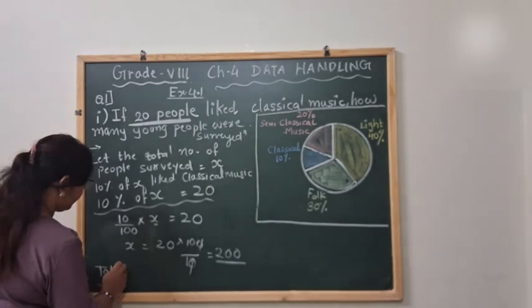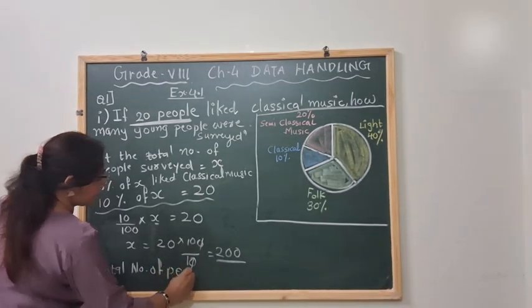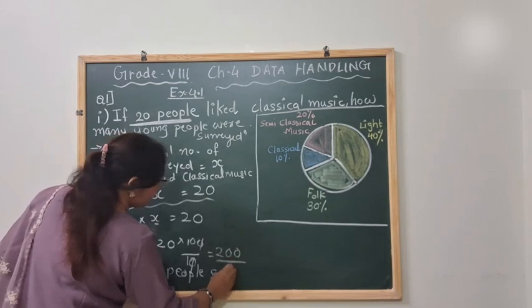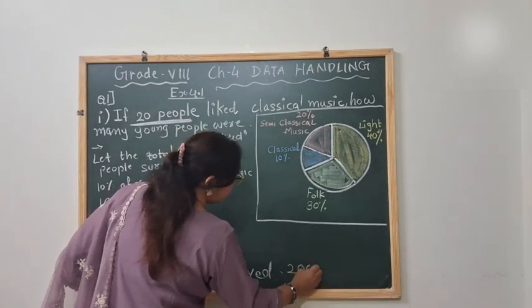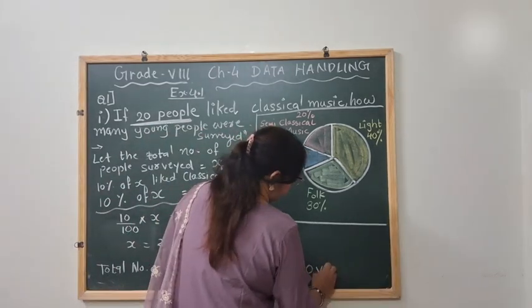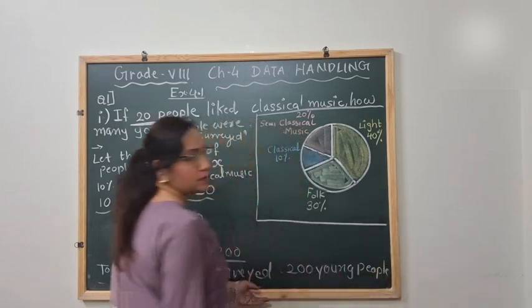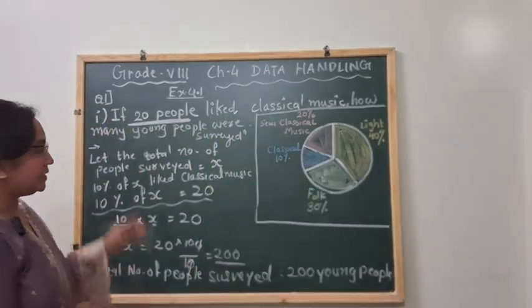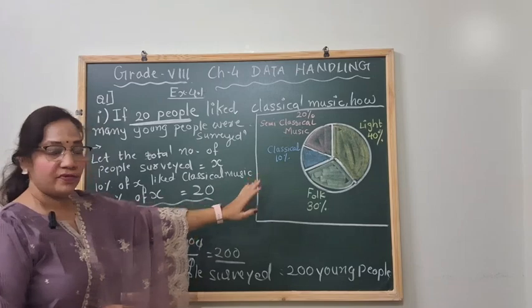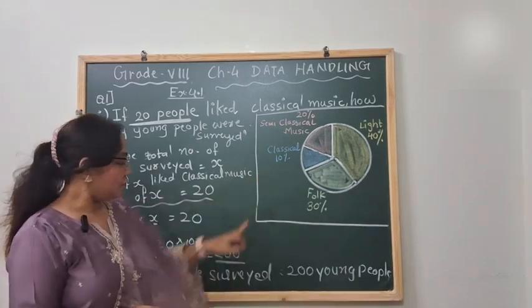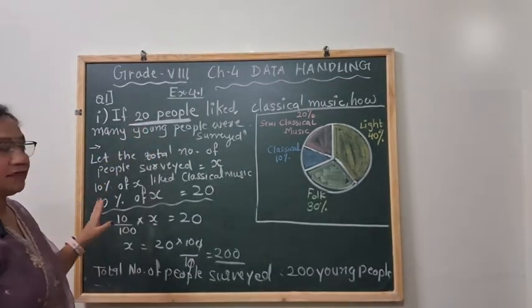Total number of people surveyed is equal to 200 young people. Okay, you can also cross check your answers. Now it is said that 10% of total people like classical music. So what is the total number of people we have? We have got 200. 10% of 200 is 20. 20 people like classical music, as given in the question. So we have cross checked our answer also.